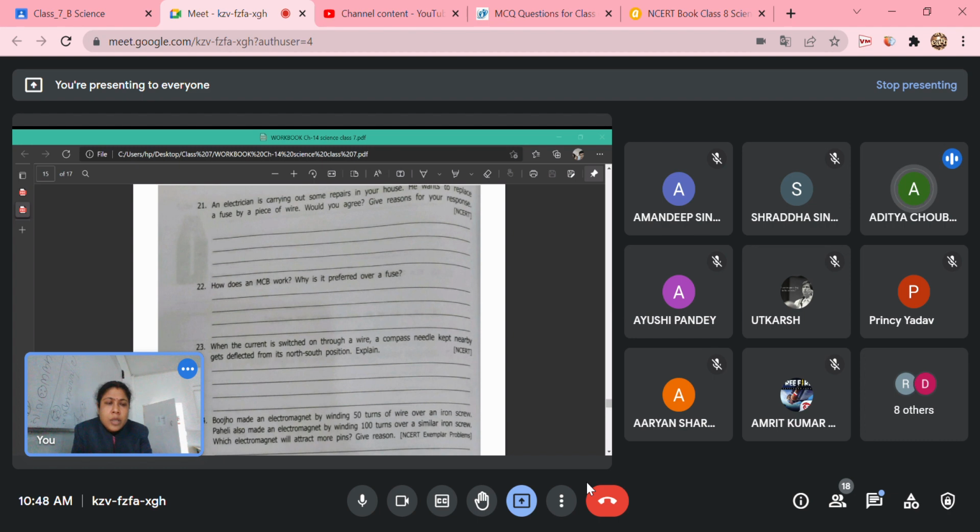This is NCERT, and we have already done it, so we skip it. Yes. Question number 22. Go through question number 22. How does an MCB work? Why is it preferred over a fuse? Just now we have done that, right?